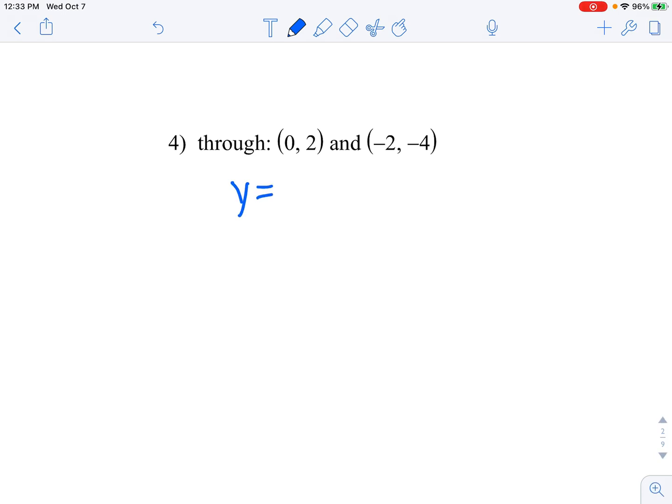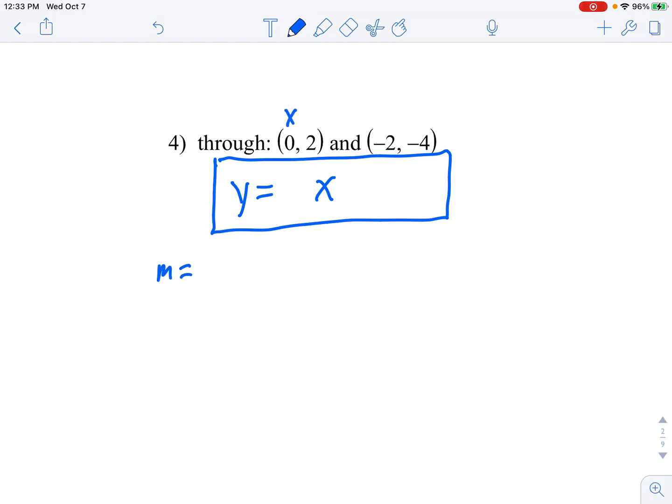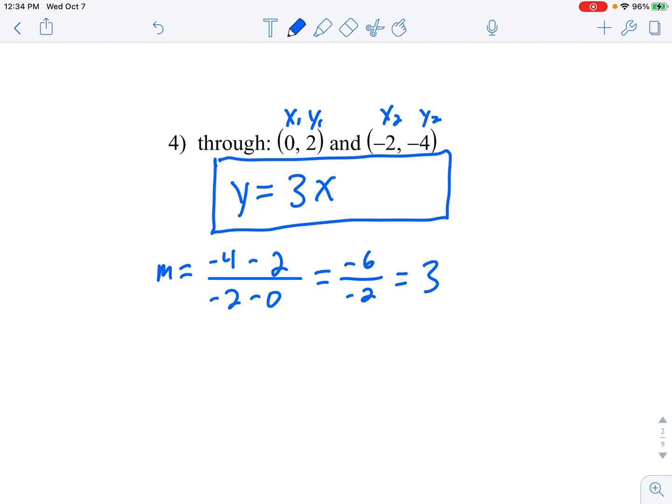Okay, so y equals blank x plus blank. I'm going to draw a box around this. This is what my final answer is going to be. I need to start by finding the slope. So x1, y1, x2, y2. If I do the slope formula, I need to do -4 minus 2 over -2 minus 0. -4 minus 2 is -6. -2 minus 0 is -2. -6 divided by -2 is +3. So a 3 goes right there.